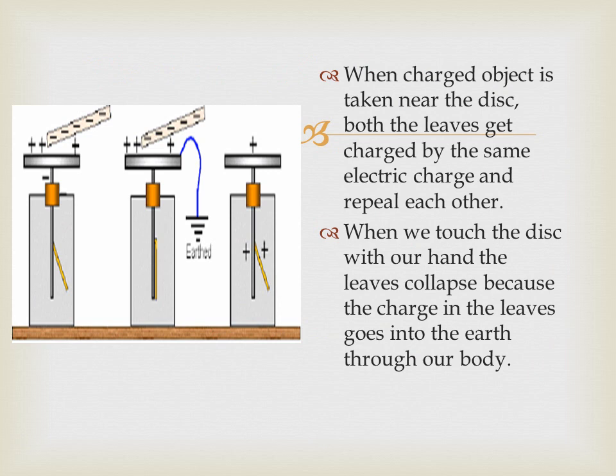Students, when an uncharged object is taken near the disc, the leaves remain closed. When a charged object is taken near the disc, both the leaves are charged by the same electric charge and repel each other. That is, they move away from each other or open up. When we touch the disc with our hand, the leaves collapse because the charge in the leaves goes into the earth through our body and the leaves get discharged.